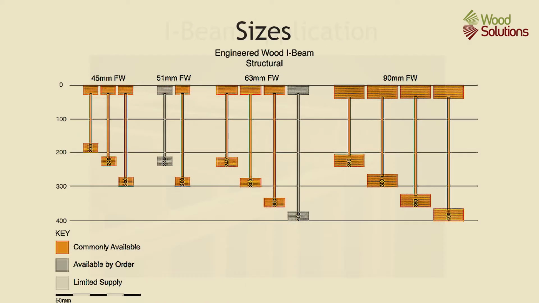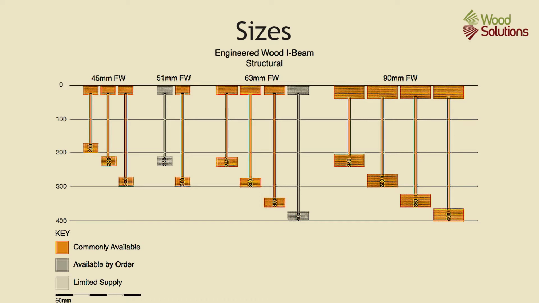I-beam sizes vary with the width and depth of the flange and thickness of the plywood web, with 45, 51, 63 and 90mm widths as common. Depths range from 200 up to 400mm and vary on the flange width and the manufacturer.